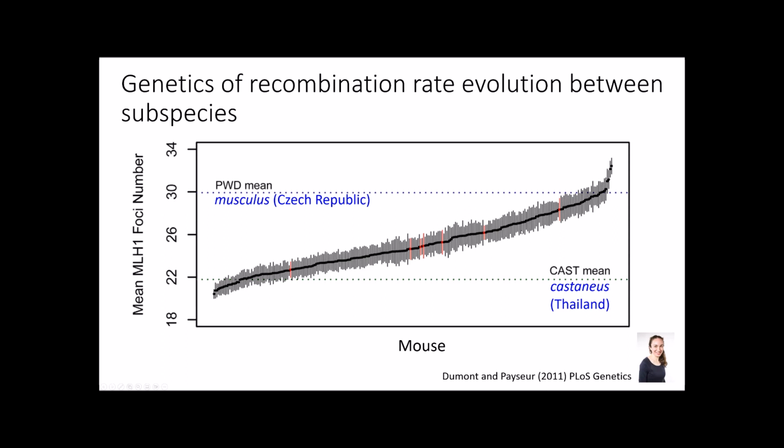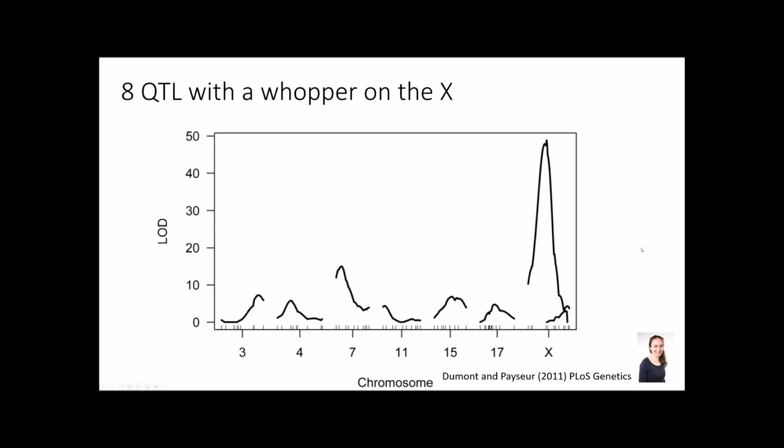It looks like a standard quantitative trait in the sense that there's a continuous distribution that is mostly encompassed by the two parental strain means, but there are some individuals that exceed those values. So this is a great distribution to do genetic mapping. And that's what Beth did.